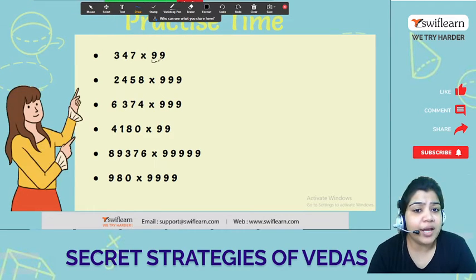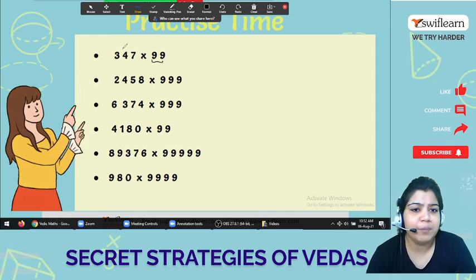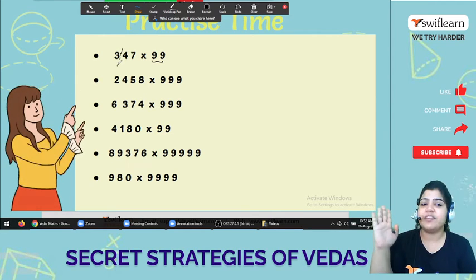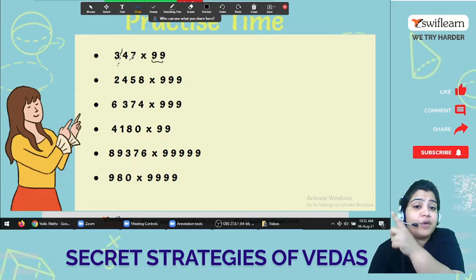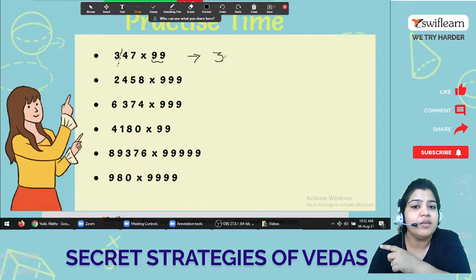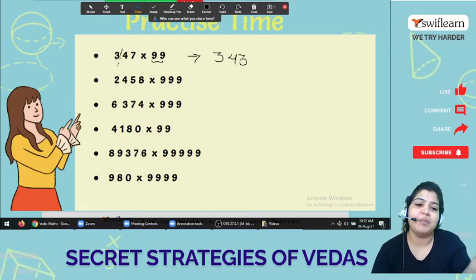So here, how many 9s do we have? 2 9s. Split this one. Now we are not going to write the steps. One more than 3 is 4, and 4 is subtracted from 347. So the answer is 343. Yes, 7 minus 4 is 3.